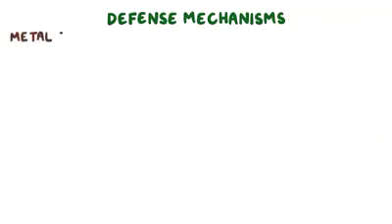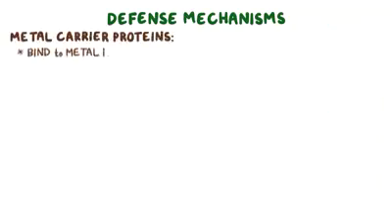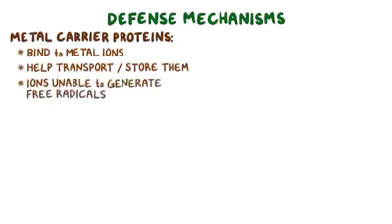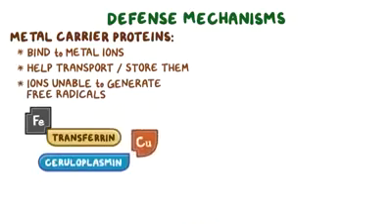Another defense mechanism is metal carrier proteins, which bind to the metal ions and help in transporting or storing them. This way, it's sort of like the ions are hidden away, and so are not able to generate free radicals. For example, transferrin, which binds to iron, and ceruloplasmin, which binds to copper, carry them in the blood.